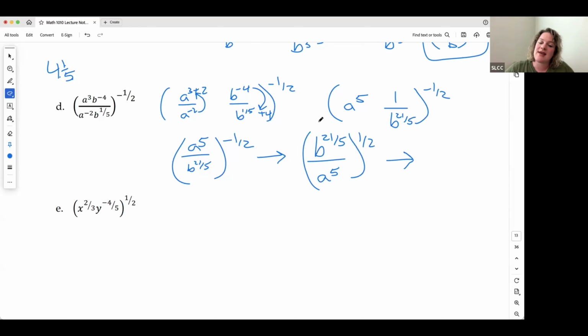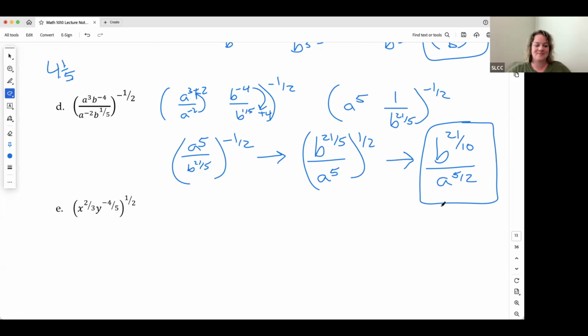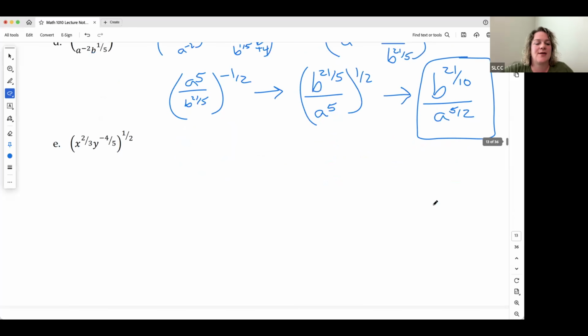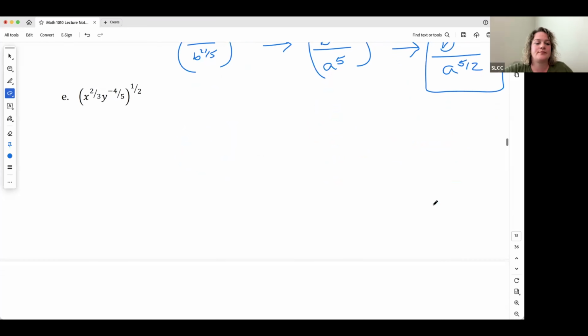When I multiply, can 21 be divided by 2 evenly? No, so I just leave it as b to the 21 over 5 times 2, tenths. And then what about 5 divided by 2 evenly? No, so I just leave it as a to the 5 halves. Nothing else can be simplified, so you're done. Let's try that one more time on letter E.